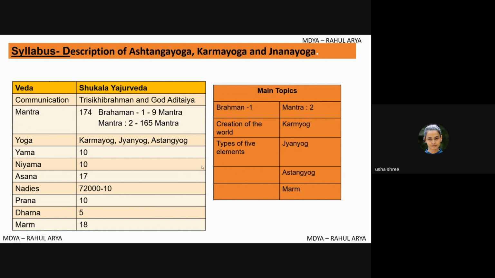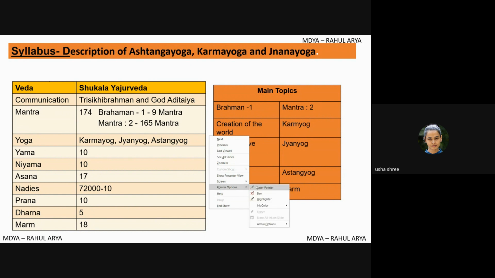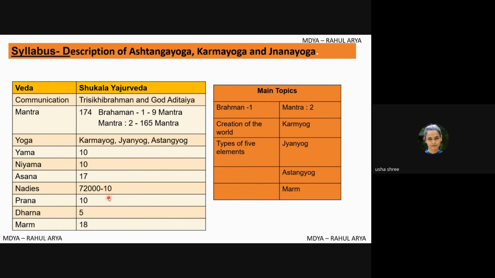The yamas and niyamas are 10. The asanas are 17. Nadis are 72,000, out of which 10 are important. Pranas are 10. Dharanas are 5. Marma points are 18. The 2 Brahmanas have their own topics. Brahmana 1 has the creation of the world and types of 5 elements. Brahmana 2 has Karma Yoga, Jnana Yoga, Ashtanga, and Marmas.